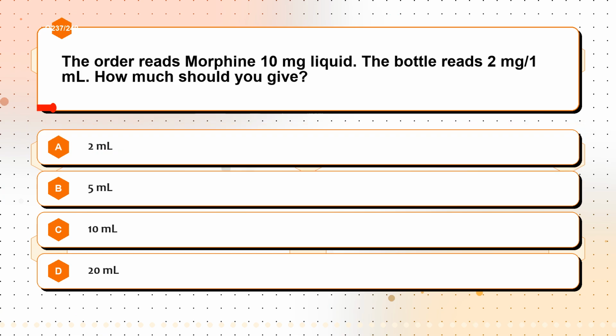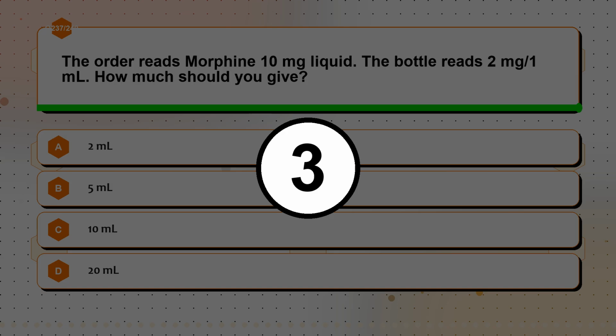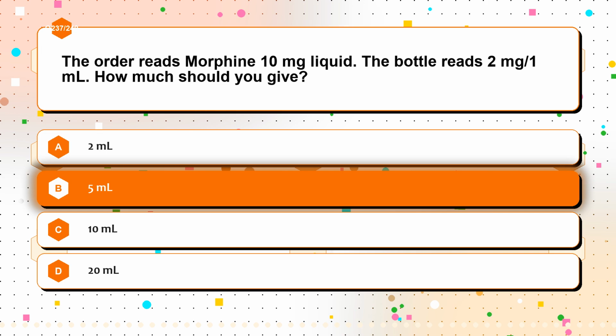Question 237. The order reads morphine 10 mg liquid. The bottle reads 2 mg/1 ml. How much should you give? Here are the options. Option A, 2 ml. Option B, 5 ml. Option C, 10 ml. Option D, 20 ml. The correct answer is option B, 5 ml.